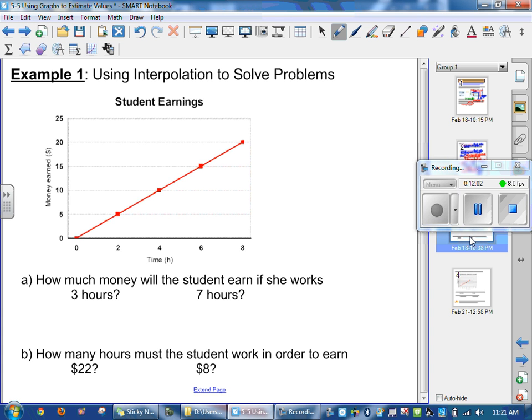So it's asking me how much money, it's a y value, will the student earn if they work this many hours or this many hours, so 3 or 7. So the 3 is within my graph. I find 3, I go up, and I go across, and I estimate. So about $7.50, good. $7.50, around that.